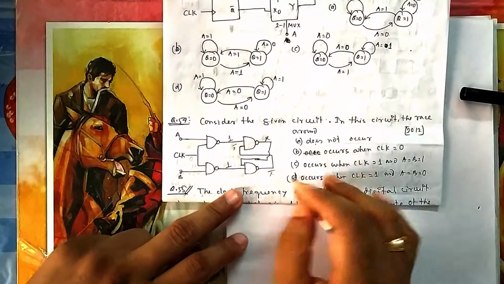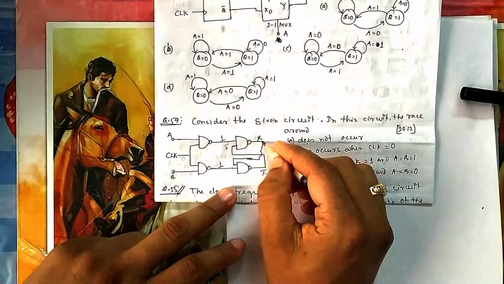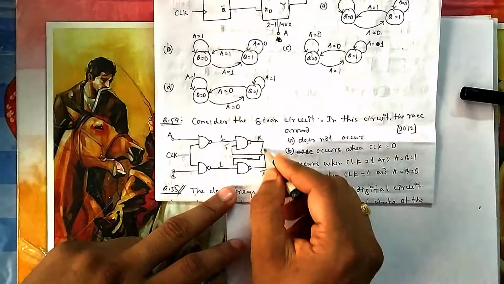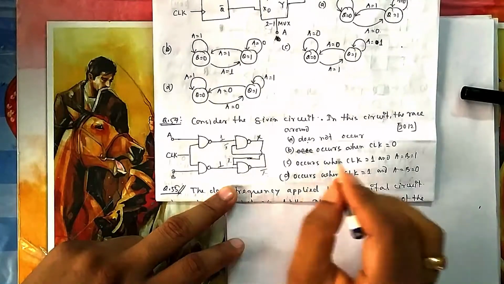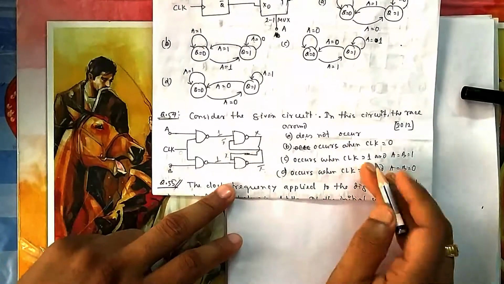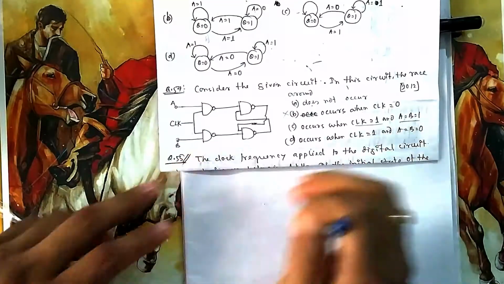You can see it will hold its state like this. 1 into X bar will be X bar, and the bubble gives X. Here 1 into X is coming, so 1 into X is X. So it will be X bar. So it is holding its state, it is not changing. So B will not be the answer. Now if you come to C, what is C? Clock is 1 and A and B are both 1.